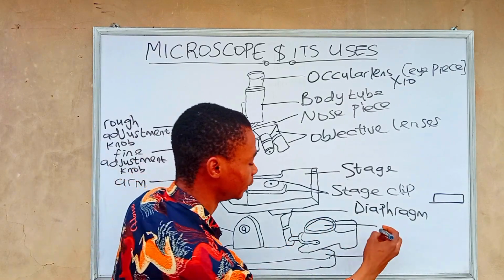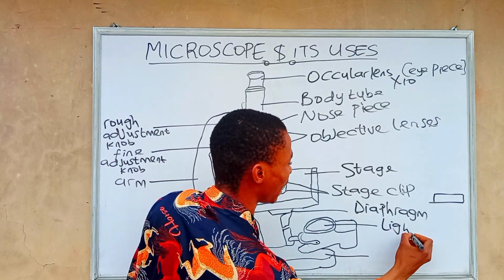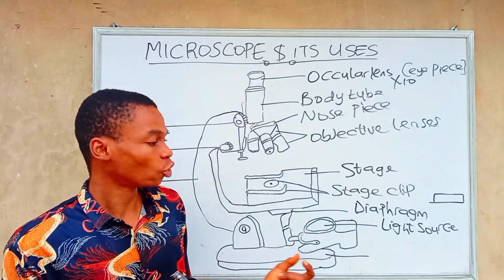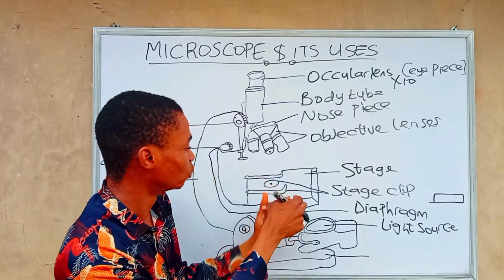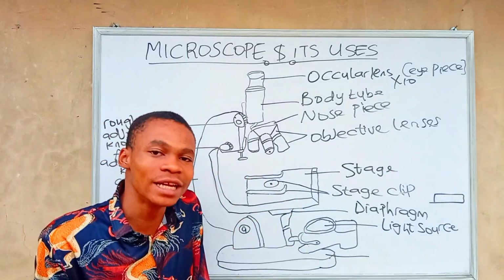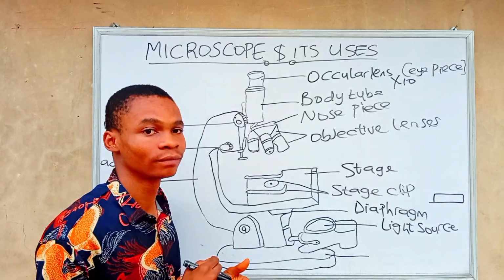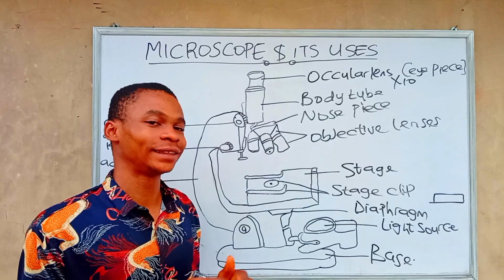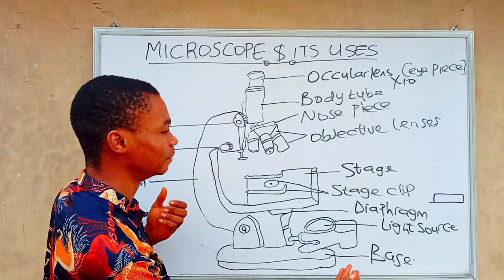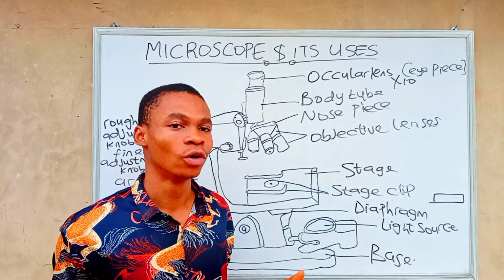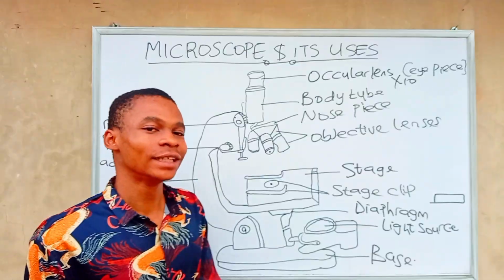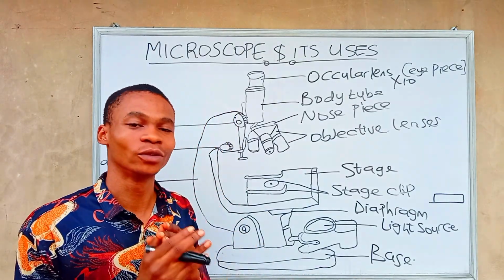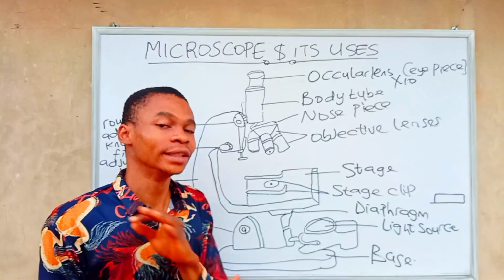So this part is called the light source. It can be called light source, it can be called mirror, it can be called illuminator. Once the light passes through here to the specimen, it is the diaphragm here that regulates the light passing through the specimen. This last part is called the base. When you want to carry a microscope, as I said earlier, you hold the arm and the base. With this, you should understand all the parts of a microscope easily. By now, when you are asked to draw a microscope and label it, you should be able to do it seamlessly.